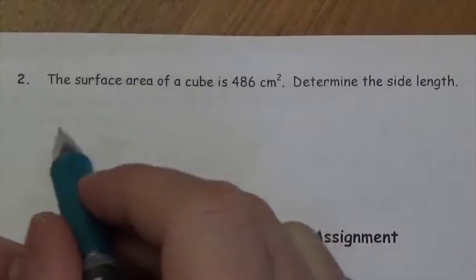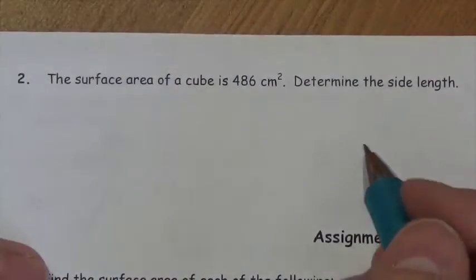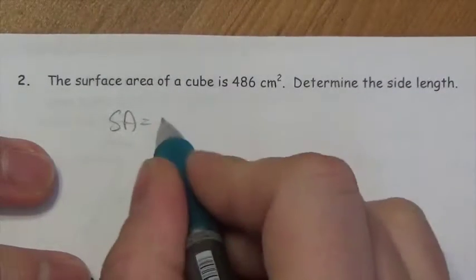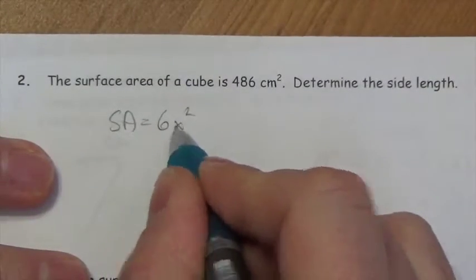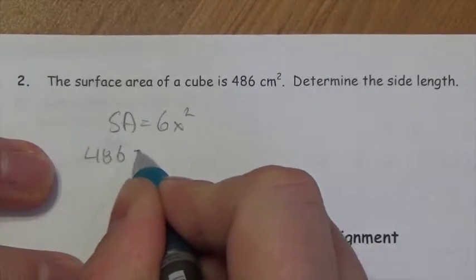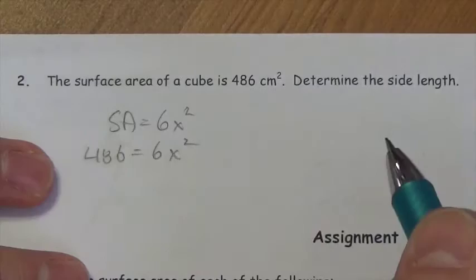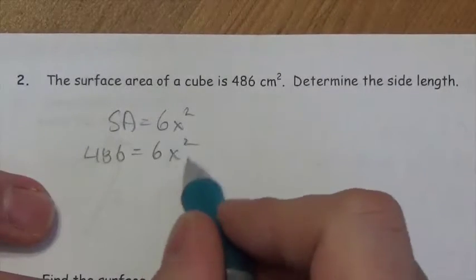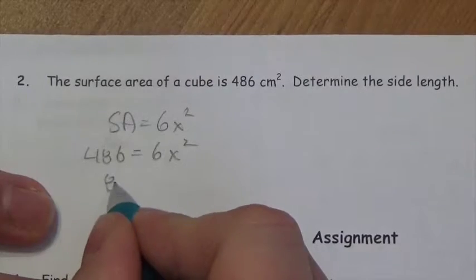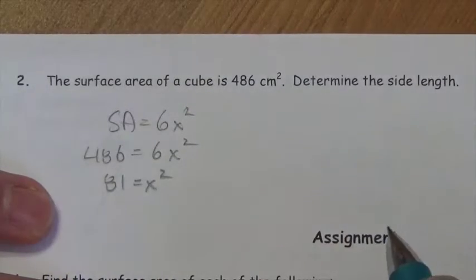So in this question, we read that the surface area of a cube is 486 centimeters squared, and we determine the side length. Okay, well, the surface area of a cube was 6x squared, where x was the length of the side. So 486 is equal to 6x squared. So now I just got to solve for that x there. So first of all, I'm going to divide by 6, and when I do that, I'm going to get 81 is equal to x squared.